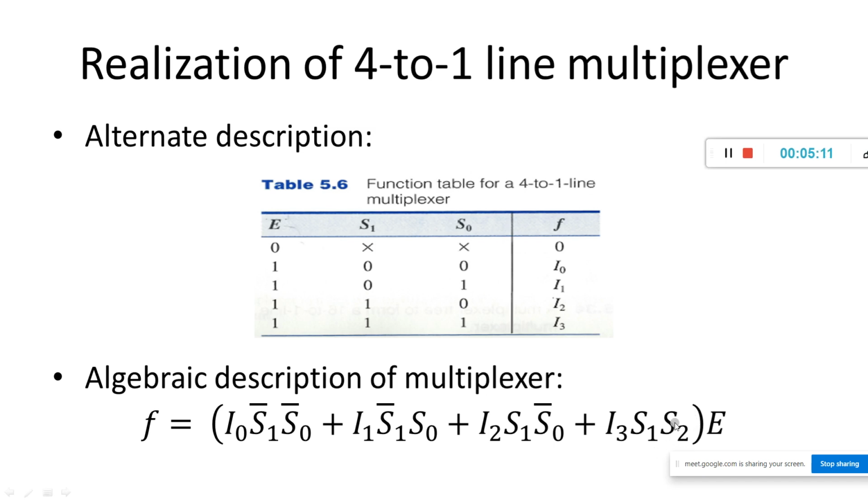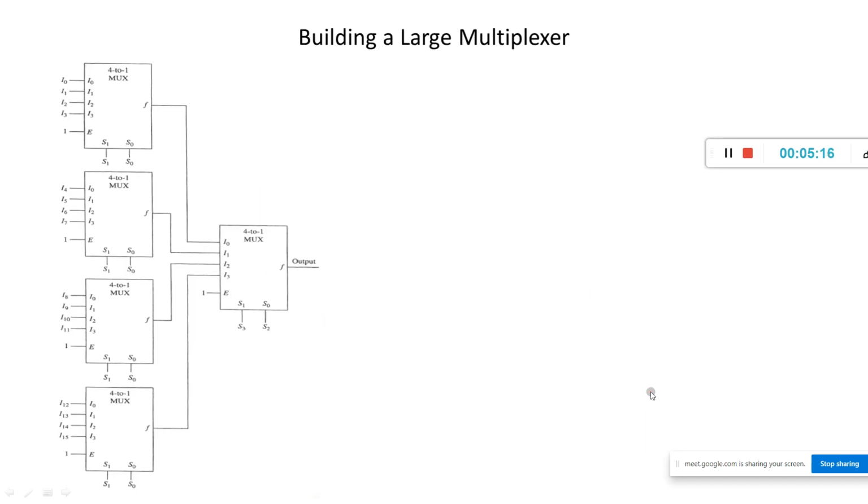Okay. So next we have here building a larger multiplexer. Here we have constructed a 16:1 mux using 4:1 mux, which we have already constructed. Okay, so once again let me explain to you: S3, S2, S1, S0 is 0 0 0 0. Here we have output F as I0.